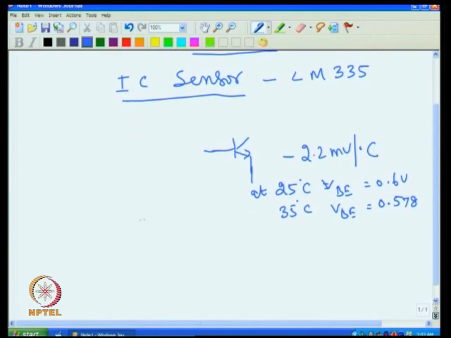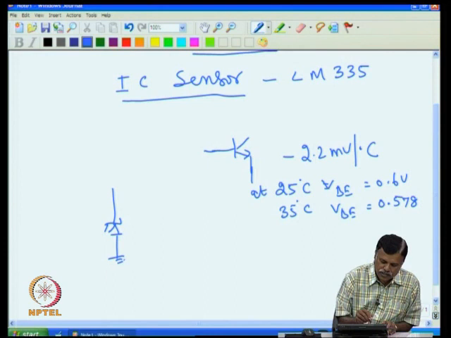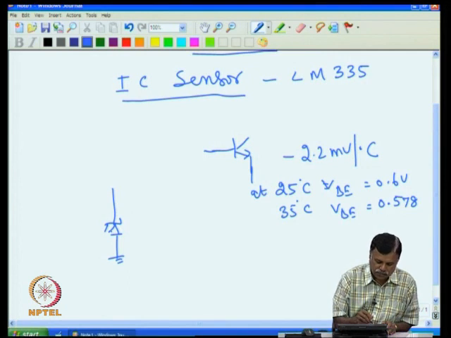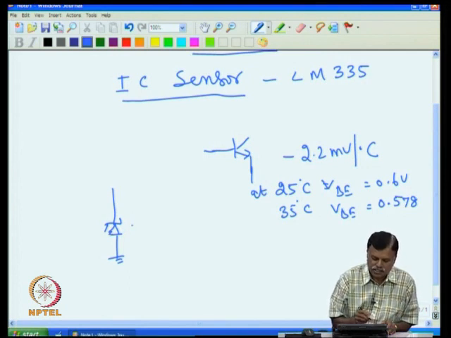If you look at the LM335, the symbol is like a Zener diode. Actually, there is a third terminal associated with this. Let us not worry about that at this point of time. So, this symbol is like this.